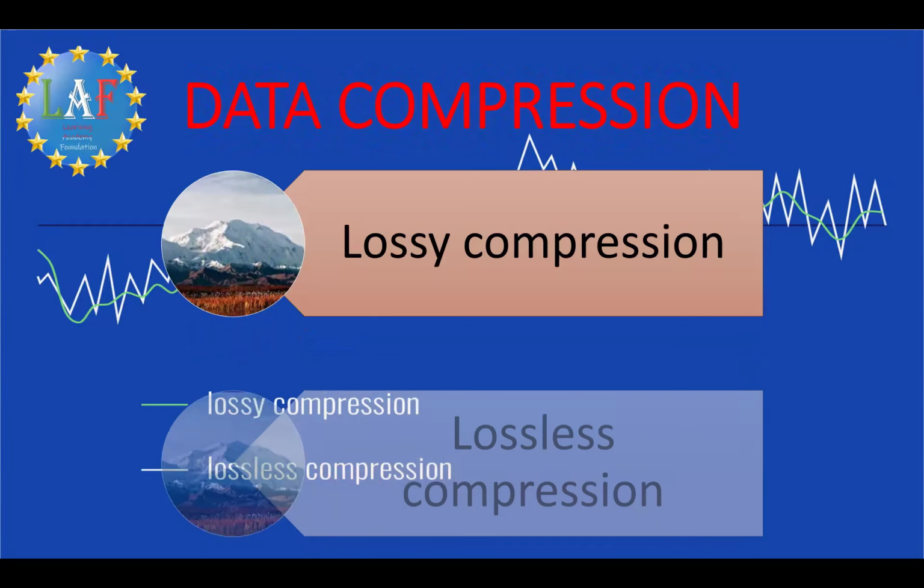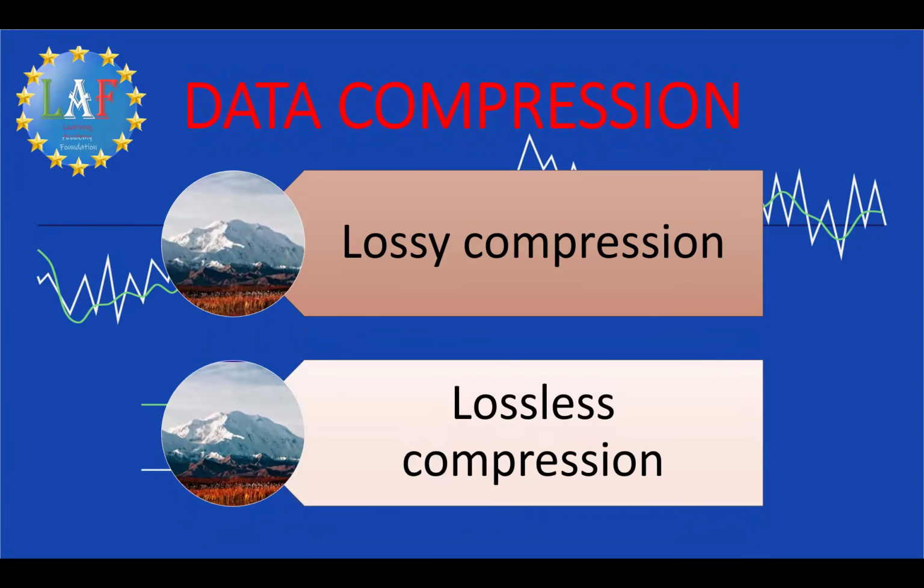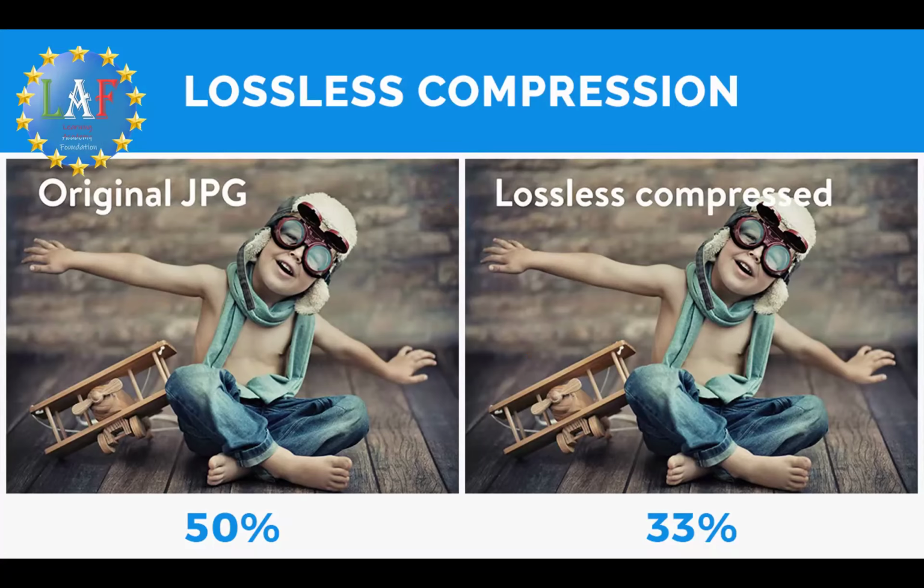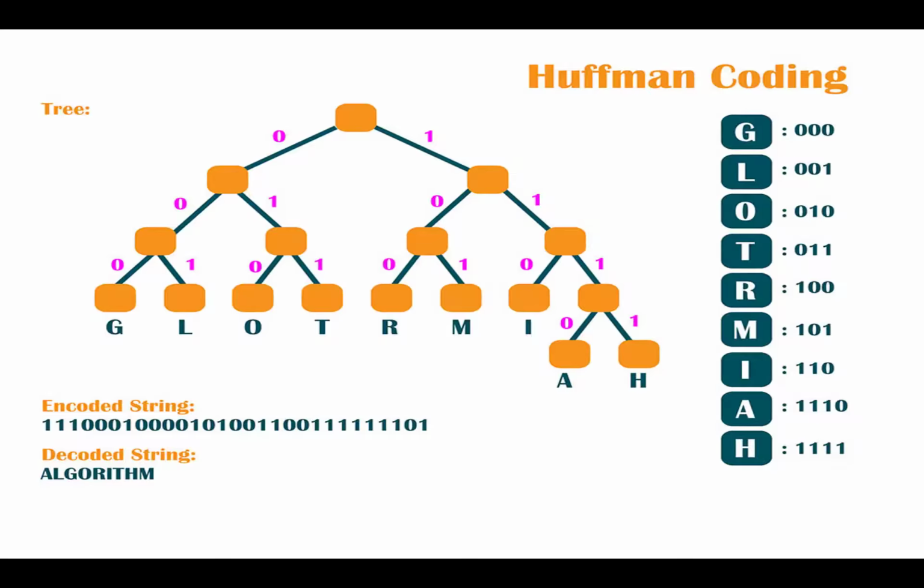And then lossless compression preserves every detail. So if the original JPEG is 50%, lossless compression will be 33%, from a half to a third. And then there is Huffman coding, a tree of choices where frequent symbols get shorter codes.